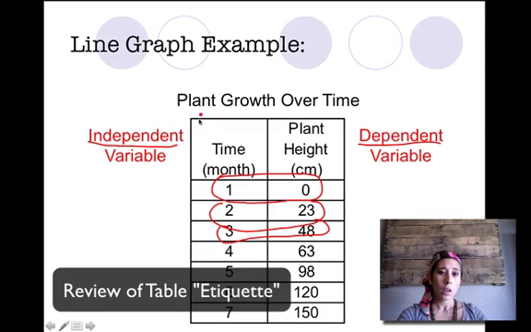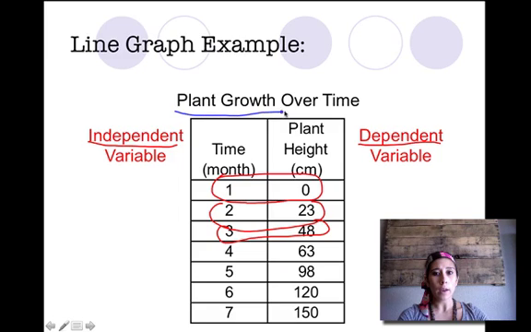And lastly, before we move on, look at the title, right? We're dealing with plant growth over time. We're dealing with a title that has both the independent and the dependent variable listed. It doesn't just say table number 1. So this gives us really good information about what we're looking at.